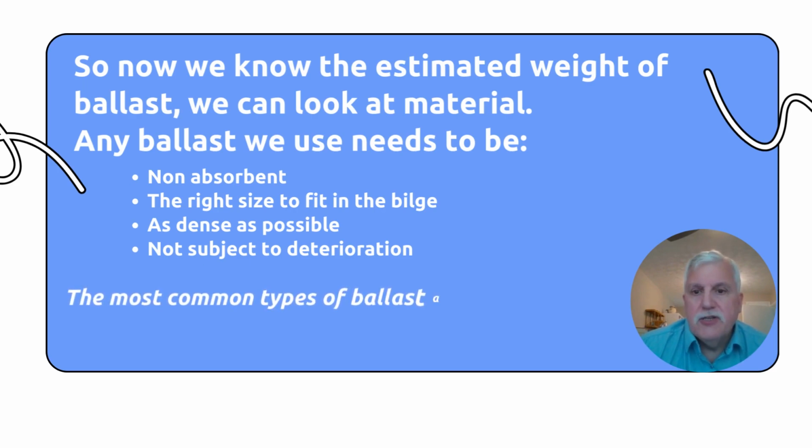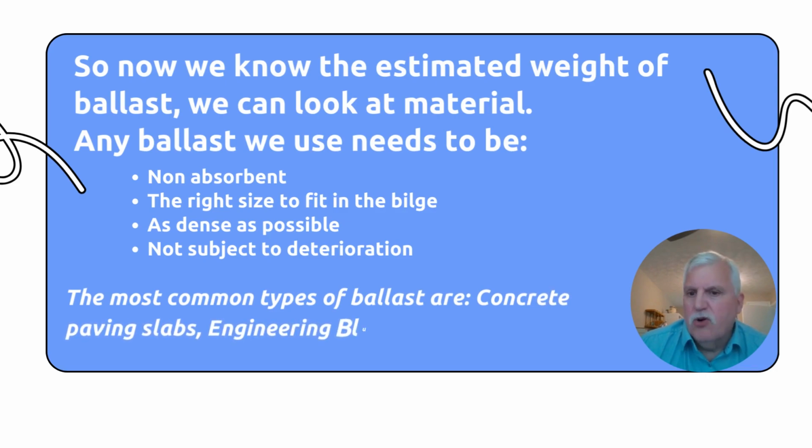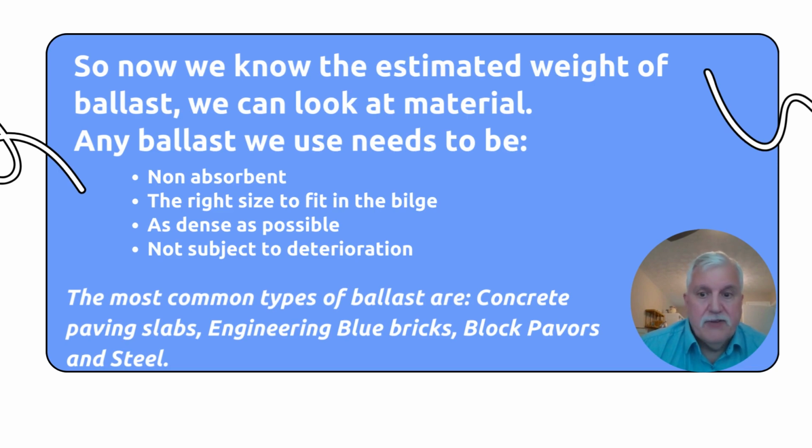Material-wise, engineering bricks can be used. Concrete common blocks or concrete bricks can be used. They're a bit lighter than the engineering bricks, so you need more of them. Or you can use steel, or you can use paving slabs. There's a whole variety of different ways. But for us, at a price point, concrete common block is the one that we're going for.